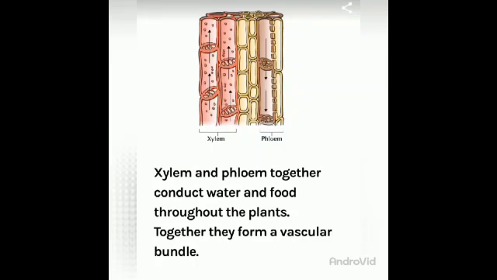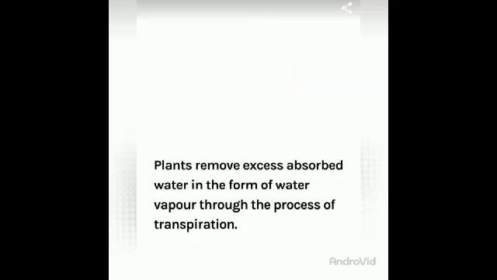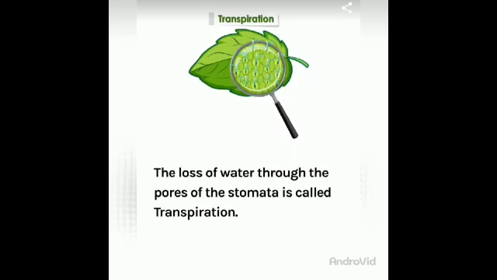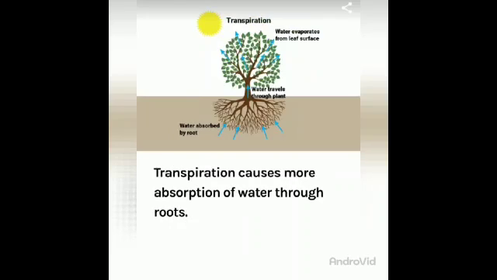Xylem and phloem together conduct water and food throughout the plant. So together they form a vascular bundle. Now plants remove excess absorbed water in the form of water vapor through the process of transpiration. The loss of water through the pores of the stomata is called transpiration. And transpiration causes more absorption of water through the roots.